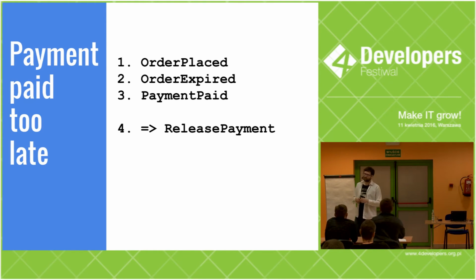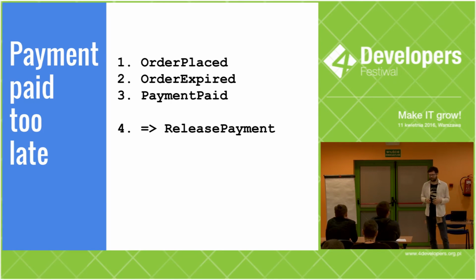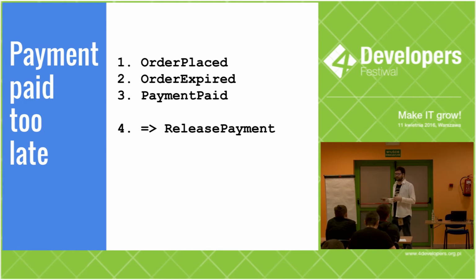So what we do is that the order and the delivery bounded context in our system will ignore the fact that the payment was actually successful, and the Saga will invoke the release payment command. So we authorized the amount on your credit card, but we didn't get it. And instead of making the capture command and actually getting the money from your credit card, we will release the money.